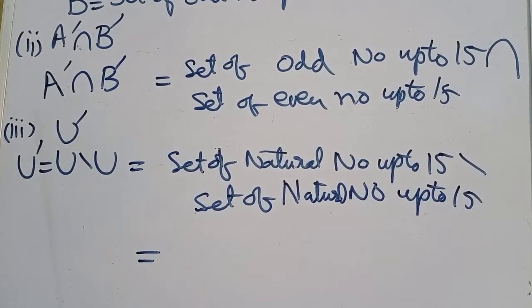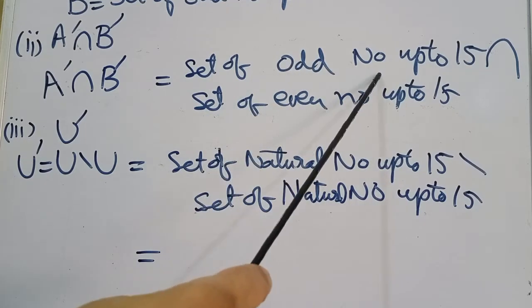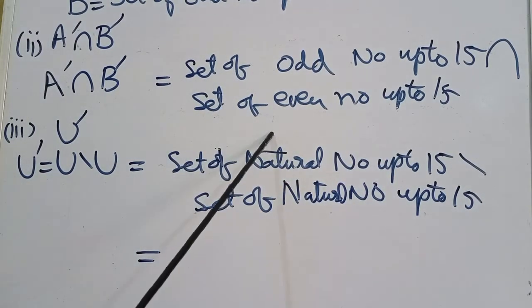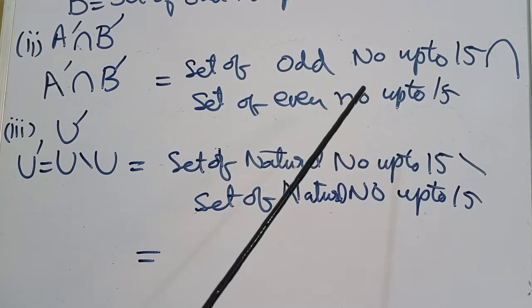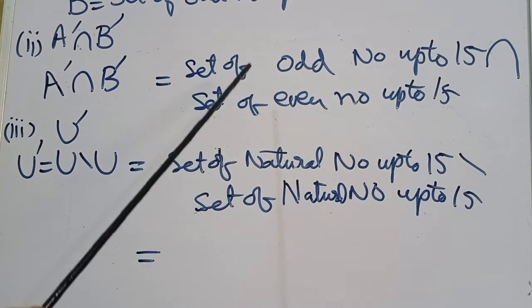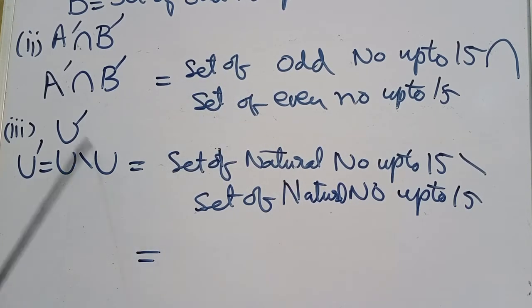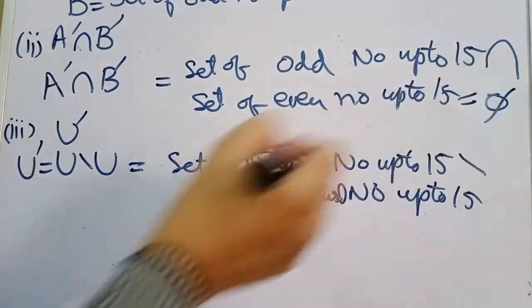In second part of question number 4, we have A complement intersection B complement. A complement intersection B complement is equal to set of odd numbers up to 15 intersection set of even numbers up to 15. We observe that there is no common element in both sets, so the resultant set is equal to phi, empty set.